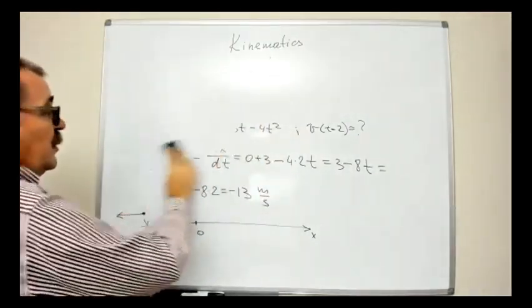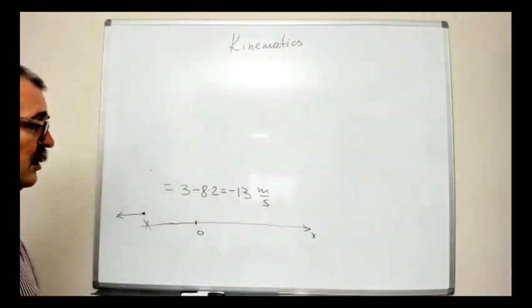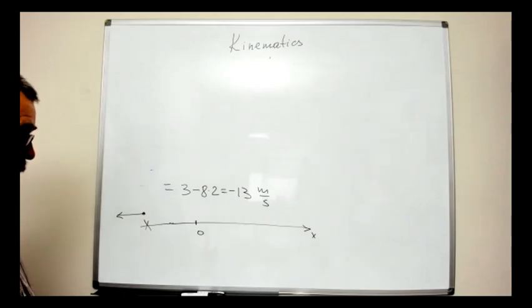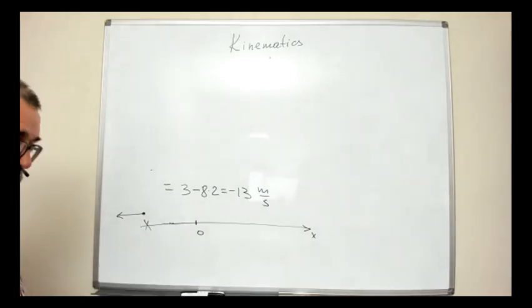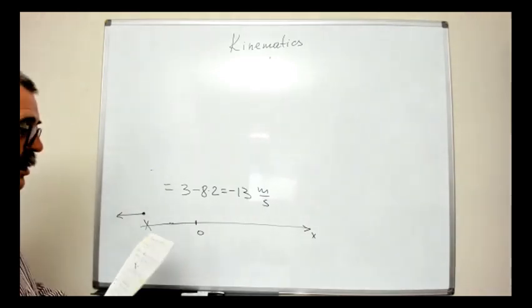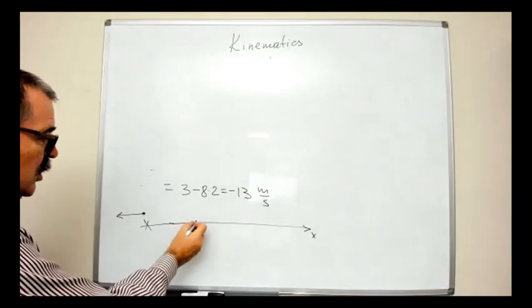Sir, I have a question. I noticed that the answer is negative 13 meters per second. What does the negative represent in this situation? Normally it wouldn't make sense for the instantaneous velocity to be negative. Does it indicate a direction here?